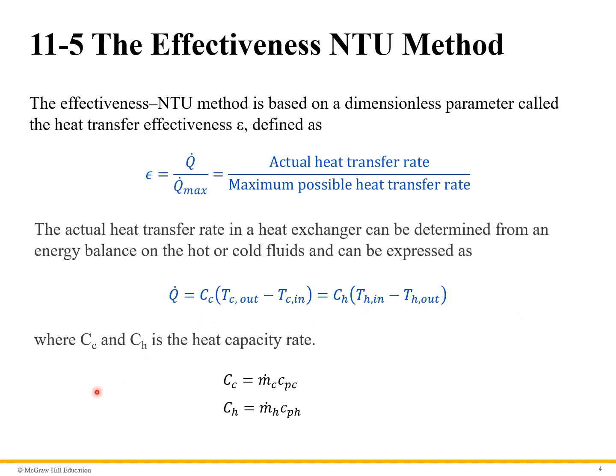So in this case, we defined C sub C and C sub H as what's known as the heat capacity rate. So the heat capacity rate is defined as the flow rate times the specific heat. And you have one of those defined for the cold side and for the hot side.